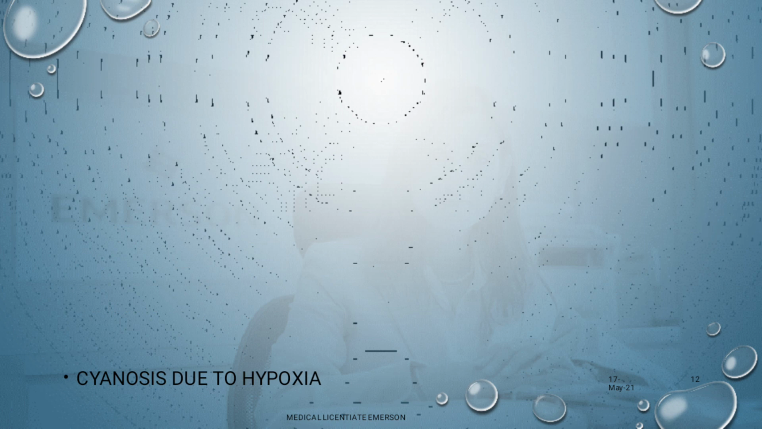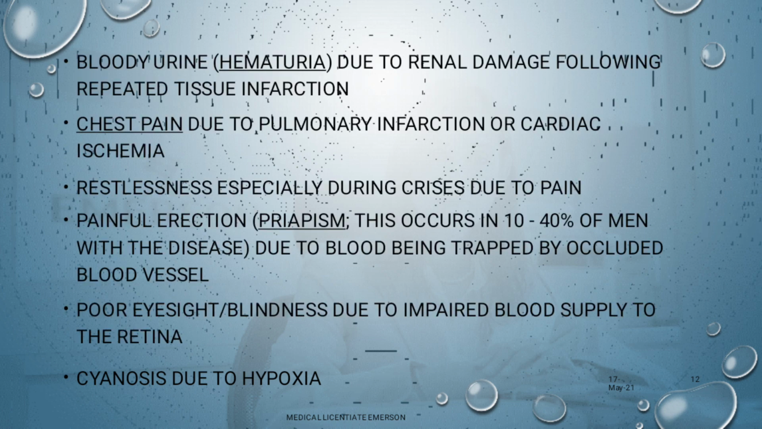Okay, then in terms of the other symptoms, you can have blood in the urine, which is hematuria, due to renal damage following repeated tissue infarction. Then you can have chest pain due to pulmonary infection or cardiopulmonary ischemia. You can have restlessness, especially during crisis, due to pain. You can have a painful erection, which is priapism, which occurs in 10 to 40% of men with the disease, due to blood being trapped by occluded blood vessels. Then poor eyesight or blindness due to impaired blood supply to the retina. You can have cyanosis due to hypoxia.